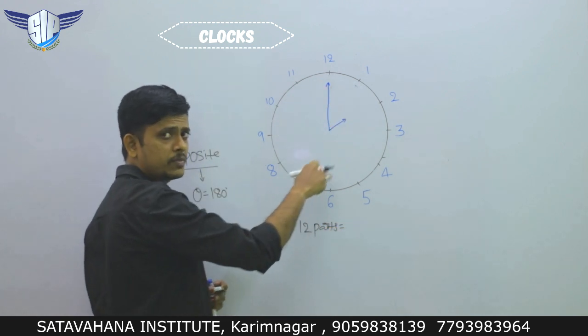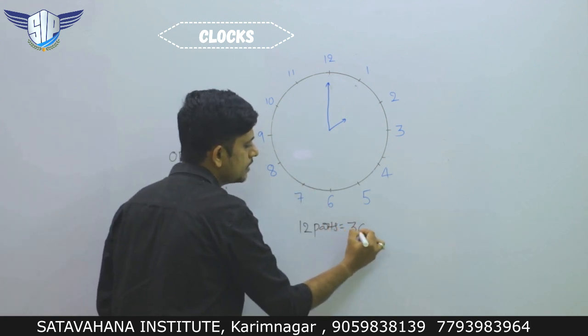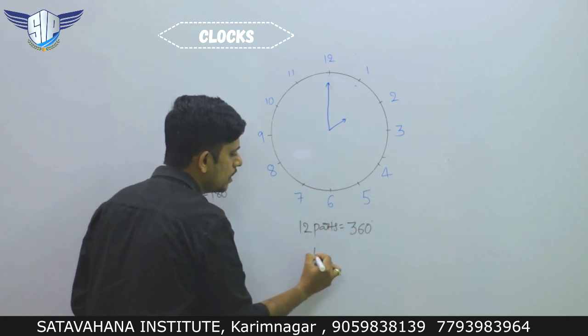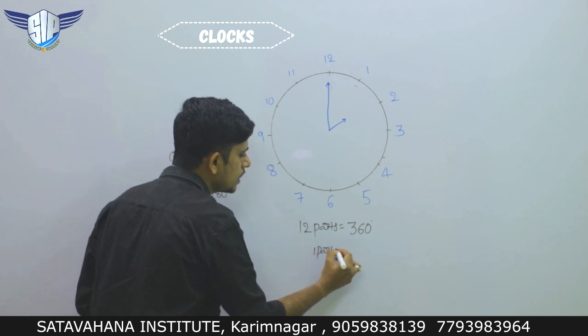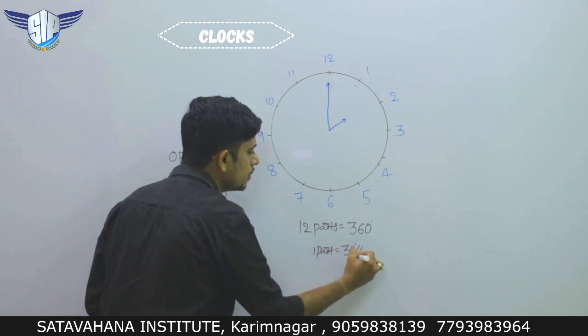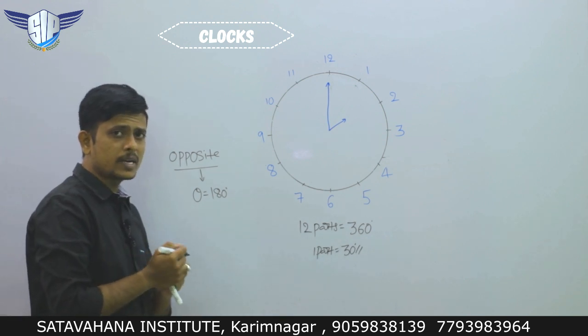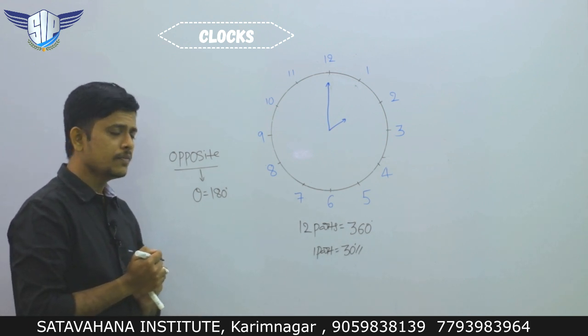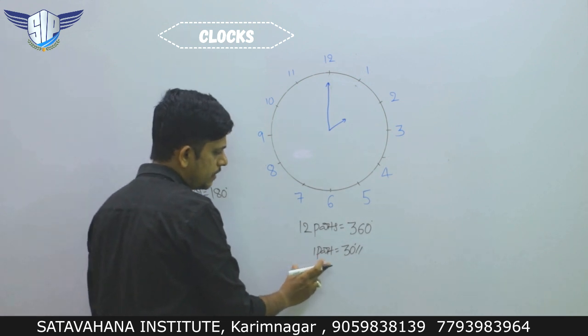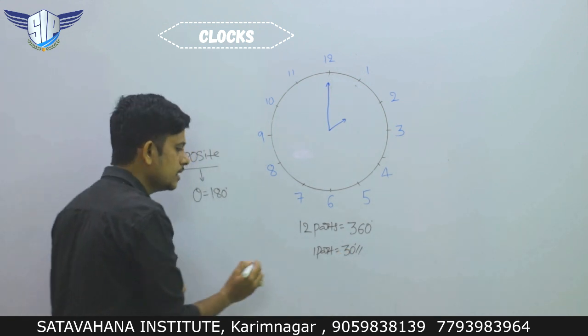Because it is in the shape of a circle, the total angle is 360 degrees. Therefore, one part value is equal to 30 degrees, right? Here our concept is opposite, therefore one part is equal to 30 degrees.